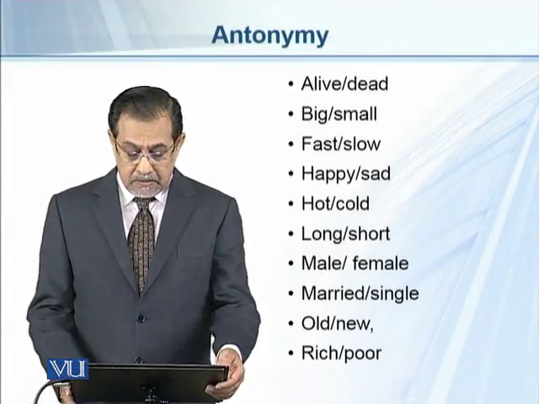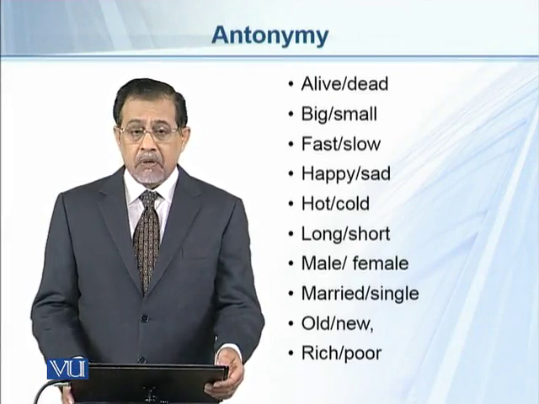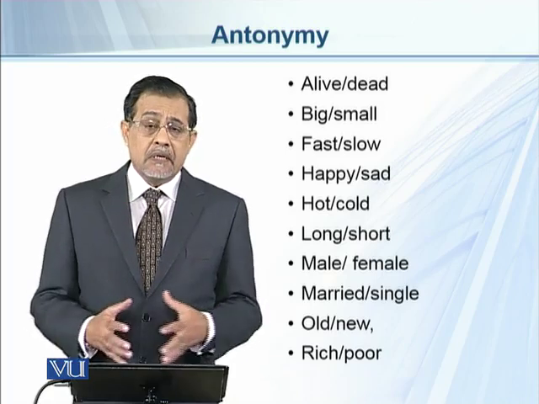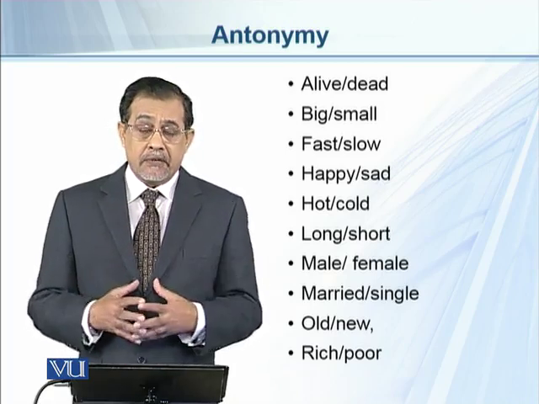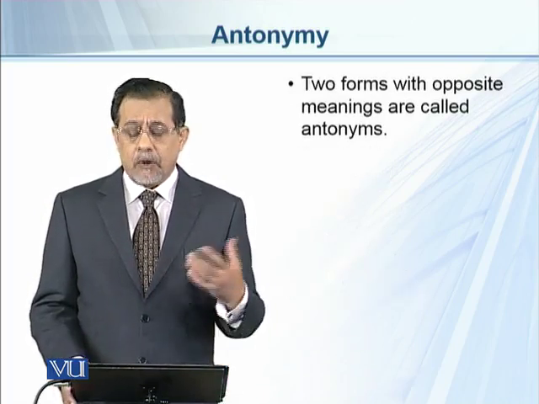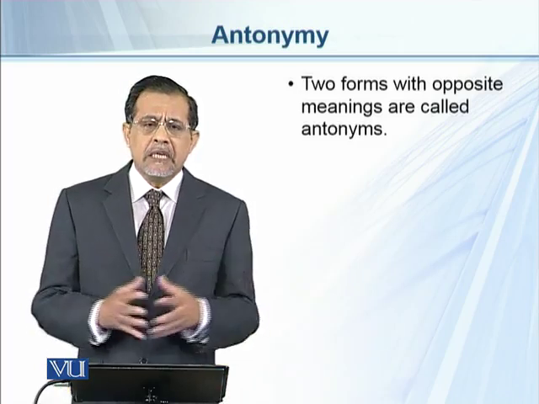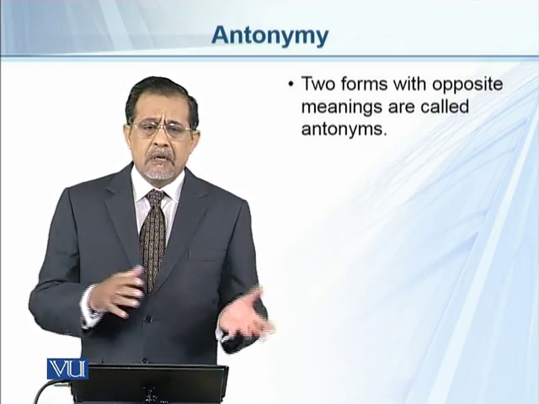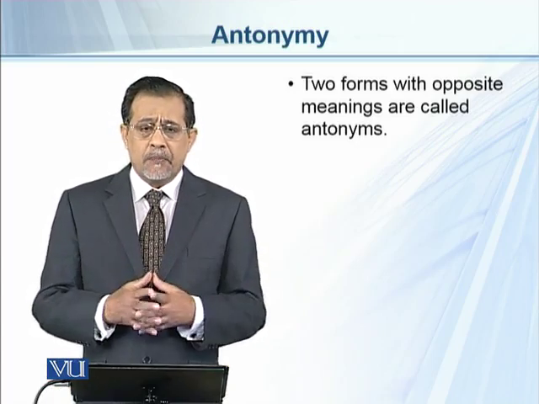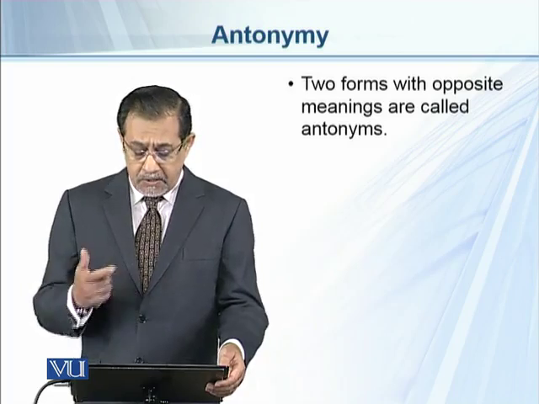Antonymy. If you look at these pairs, alive, dead, big, small, fast, slow, hot, cold, you can easily understand that these are opposite in meanings. So two forms with opposite meanings are called antonyms. So whenever we have words, as we have just seen, hot, cold, alive, dead, they are opposite in meanings because they refer to different opposite entities.